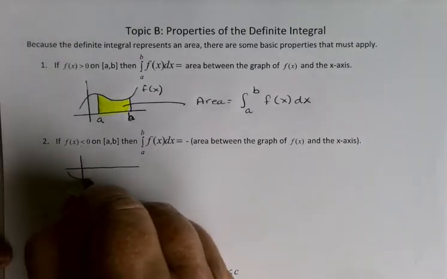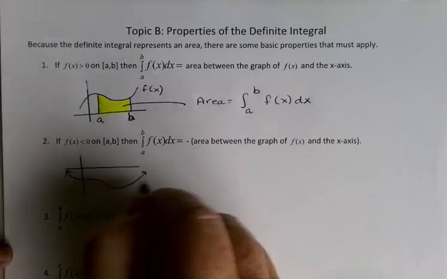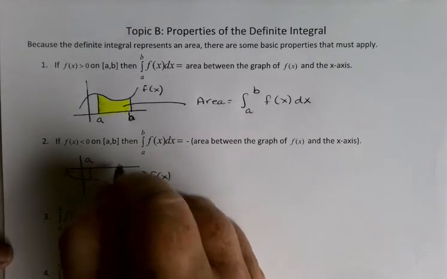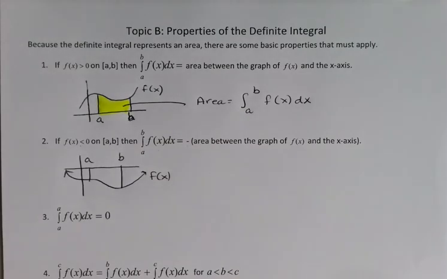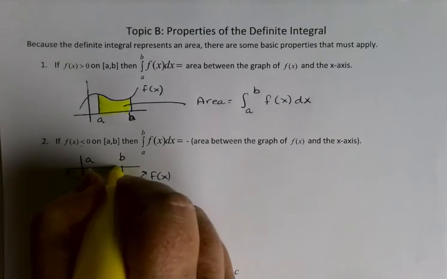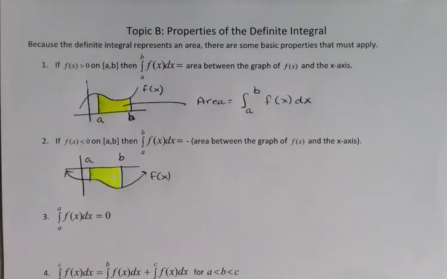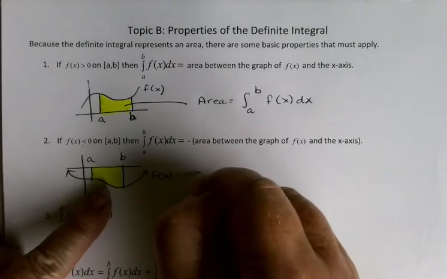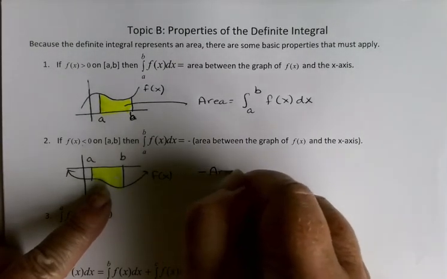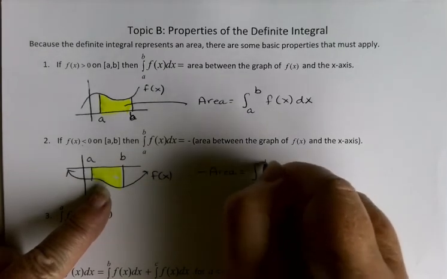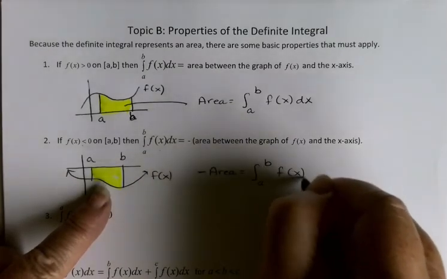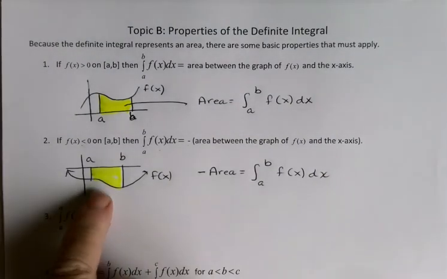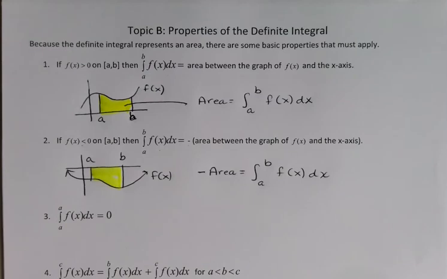So if I have my function f of x down here below the x-axis, between a and b, then that area, actually the opposite of that area, will be the integral from a to b of f of x dx. So in other words, the integral is going to come out negative whenever the area lies below the x-axis.